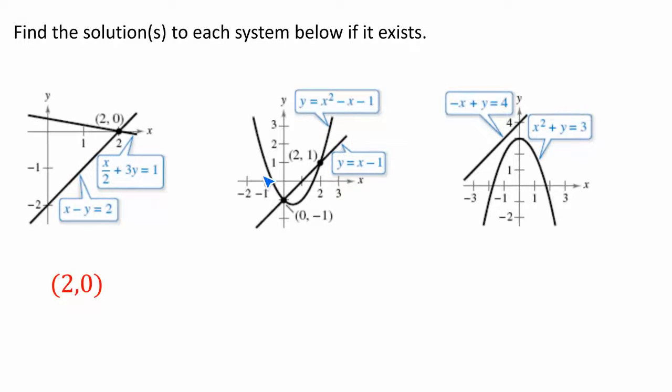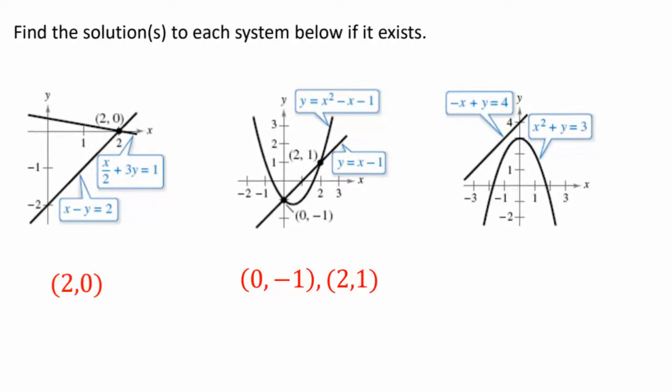And so in this example, how many solutions do we have? So again, remember a solution is where the graphs intersect. So how many solutions do we have? We have 2. And so those solutions occur at these points, (2, 1) and (0, -1).